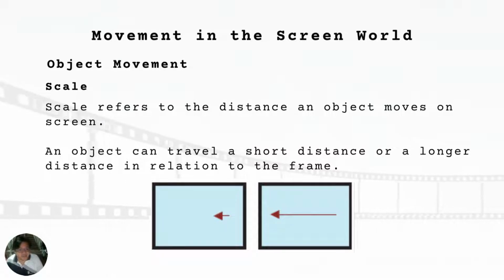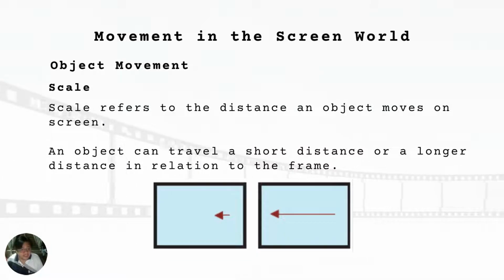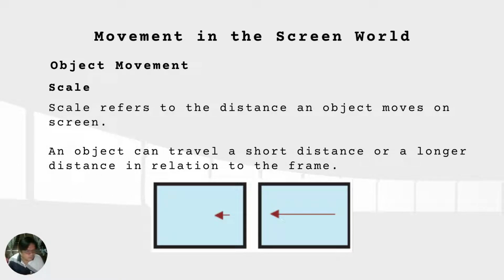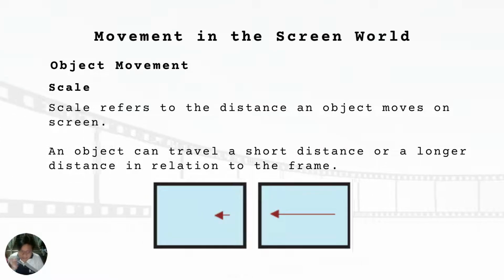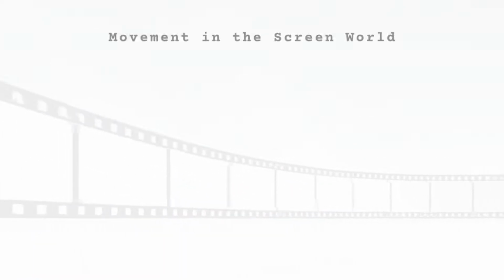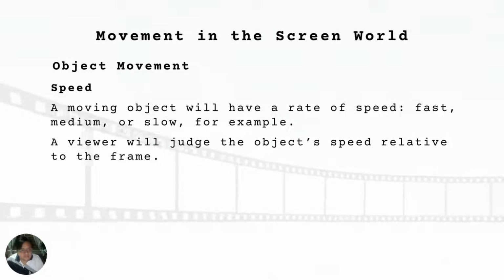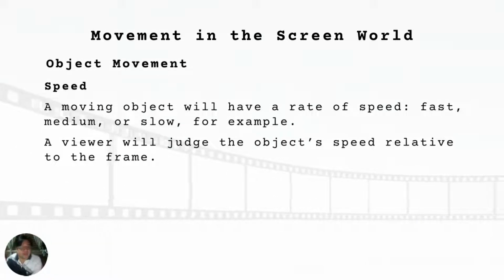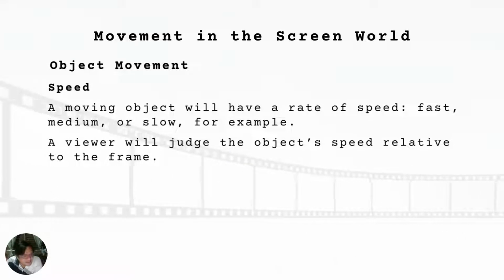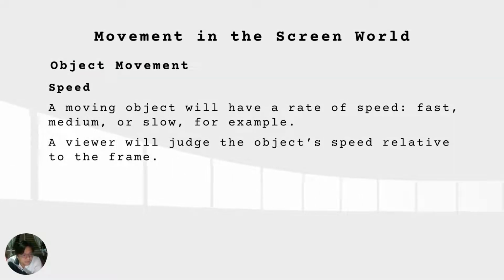Now, next is scale. The scale refers to the distance an object moves on screen. An object can travel for a short distance or for a long distance. Now, guys, again, when I say an object, it doesn't necessarily mean just a car or a ball or something. It can be a character in your film as well. Next is speed. Of course, a moving object will have a rate or speed, so how fast or slow the movement will be. The viewer will judge the object's speed relative, of course, to the frame.